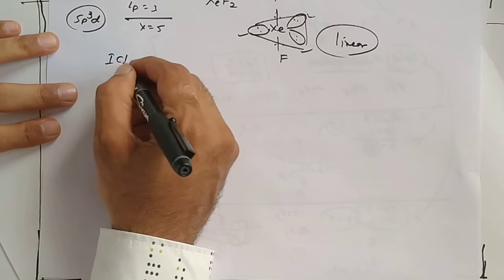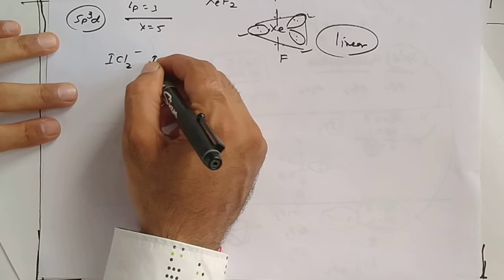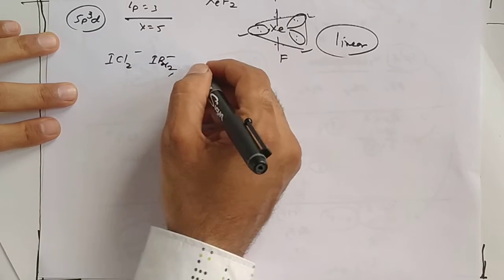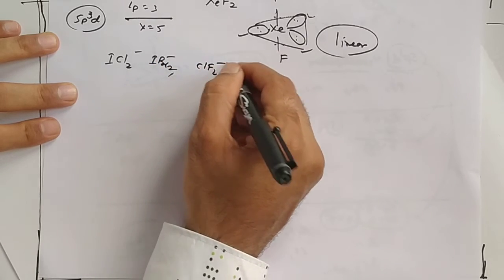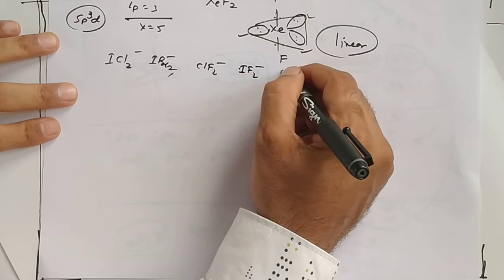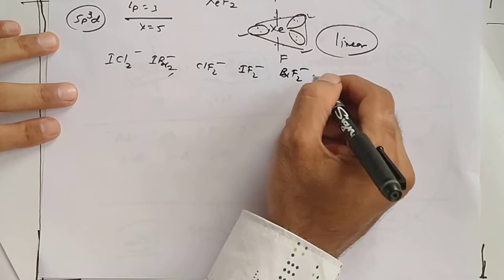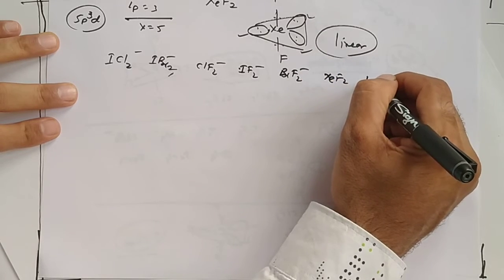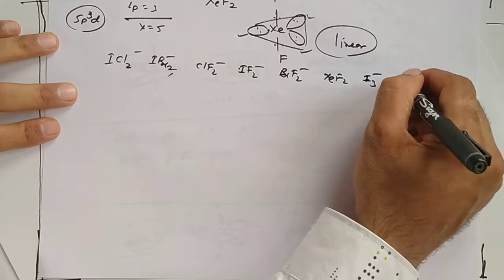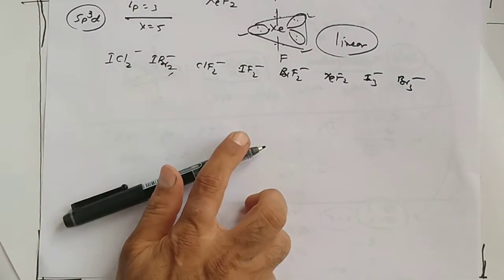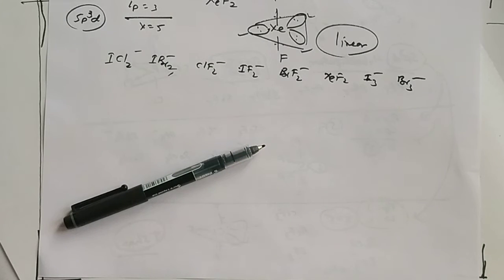Examples of it: ICl2 minus, IBr2 minus, ClF2 minus, IF2 minus, BrF2 minus, XeF2, I3 minus and Br3 minus. Yes, I am giving you the structure of that.